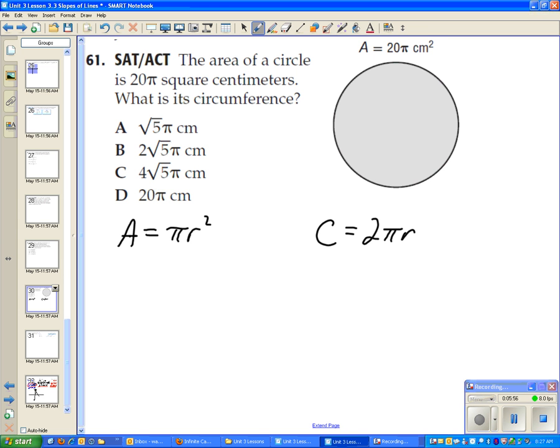So here's what we're going to do. They tell us that the area is 20 pi square centimeters, so we're going to use that information to solve for r. Once we know what r is, we can find the circumference. So if the area is 20 pi, replace the capital A in our formula with 20 pi.